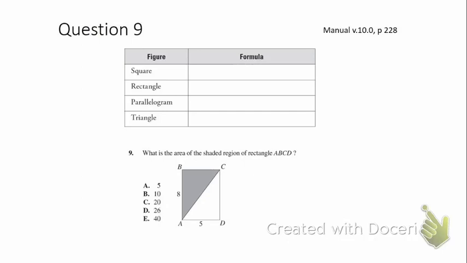Okay, so squares, a lot of times they label the sides of a square with S because they're all the same. So the formula for the area, they say it's just sides squared. Okay, rectangles, so you've got your length and your width here. So the area is just length times width.